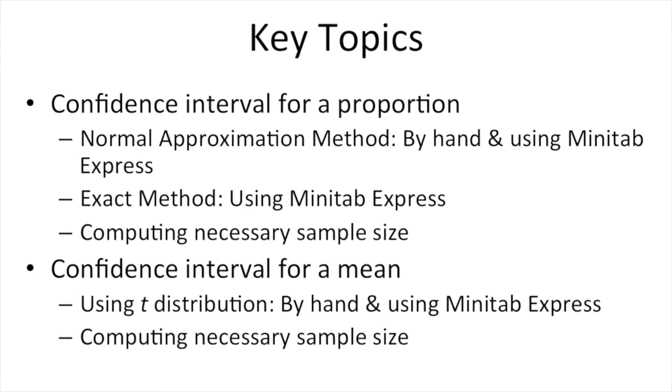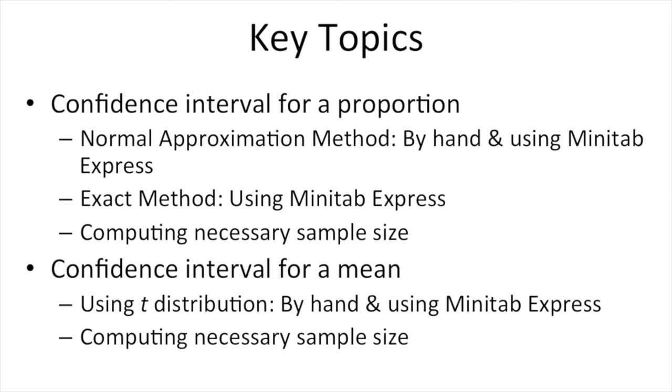These are the key topics that you're going to see in Lesson 7. First, we're going to construct confidence intervals for a proportion. I'll show you how to use the normal approximation method both by hand and using Minitab Express. You'll also learn how to use the exact method in Minitab Express. The exact method approximates the sampling distribution using a binomial distribution. We're not going to construct these by hand. We're only going to do them in Minitab Express. And then you'll learn how to compute the necessary sample size to construct a given confidence interval.